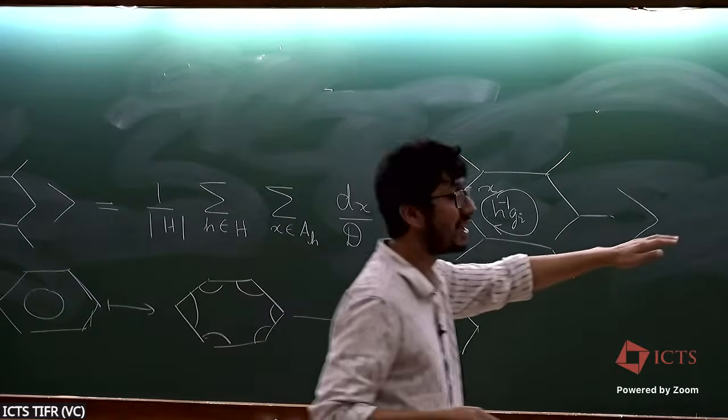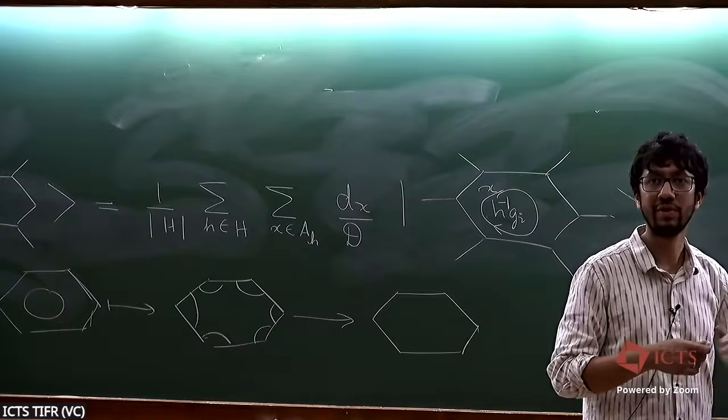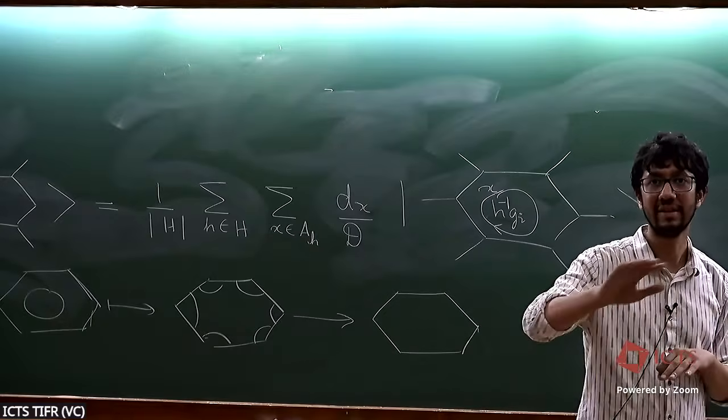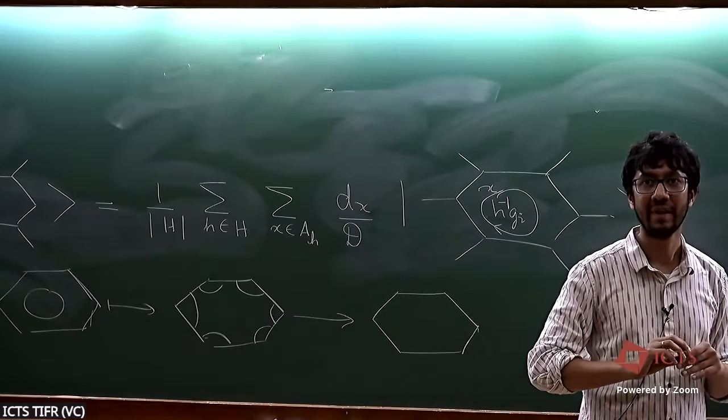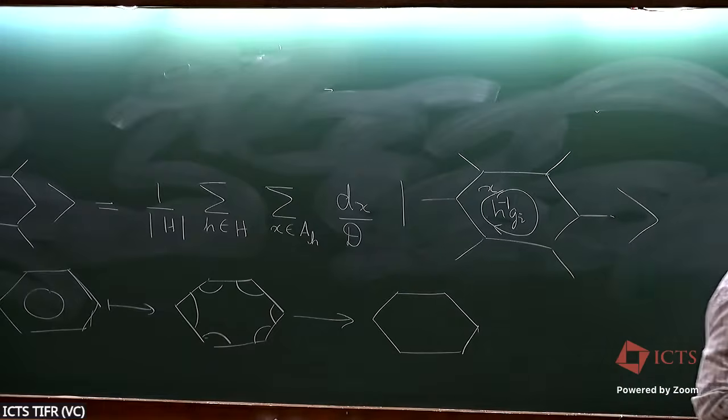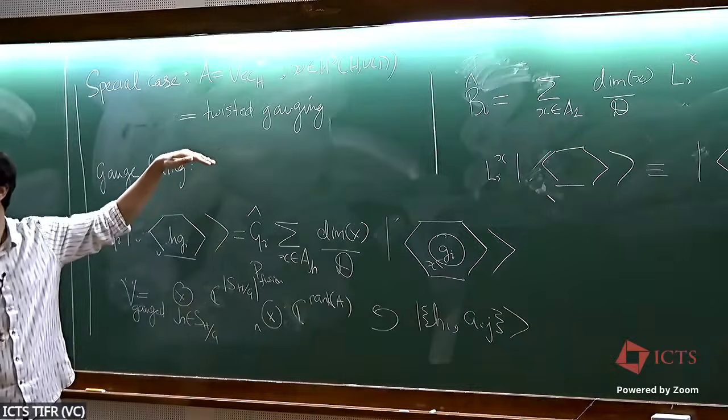So twisted gauging is a word that's used for stacking an SPT and then gauging. And the SPT is labeled by nu. So if the SPT is non-trivial, then this is what you have to do.